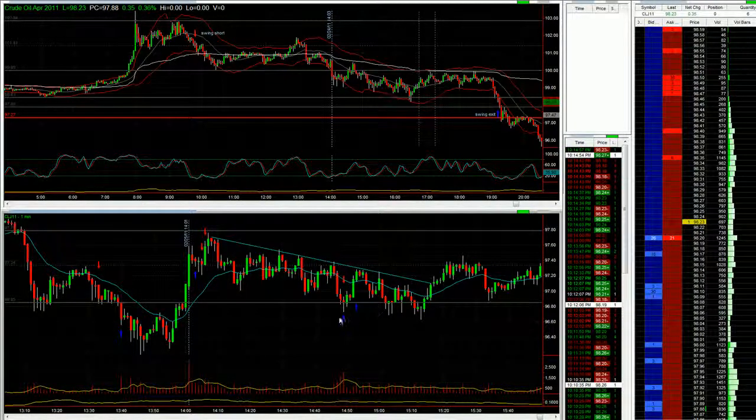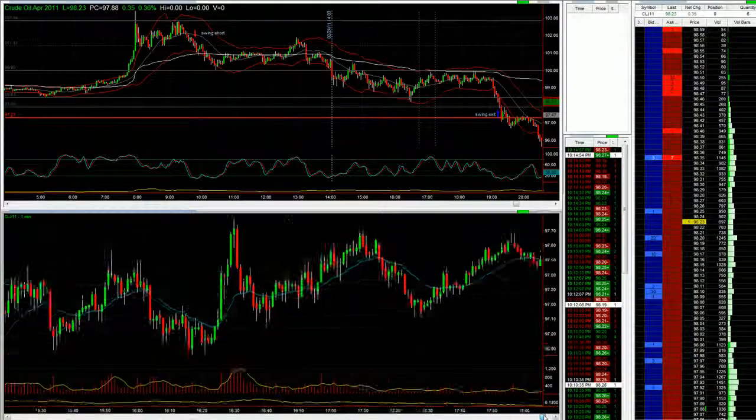No runner. Took off half for a nice little profit into this flush, hoping for a nice continued move down to around the 96.50, something like that. That was what I was looking for. Didn't get it. Popped up, closed half at break even. But then again, that's what it's all about, managing risk. And the premise didn't work, but it still turned out to be a profitable trade. I think that was it.